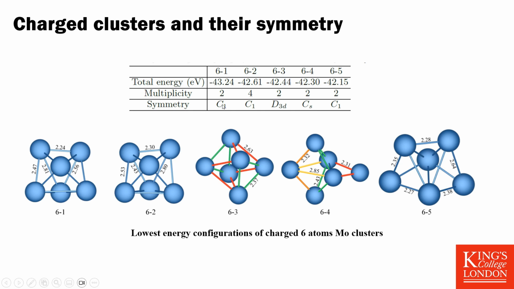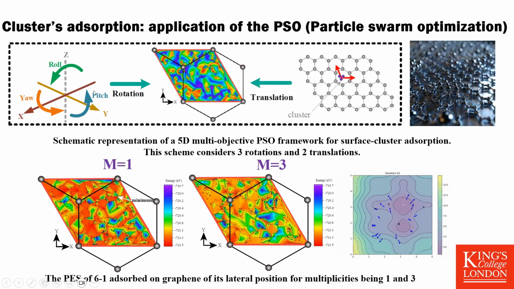So the symmetry is just the C1. And when I get the charged cluster, what do I do next? I just want to put it on the graphene surface, but I want to control the 5D multi-objective for it. So it's 3 degrees of rotation and 2 translations on this surface. So I want to rotate it and translate it.